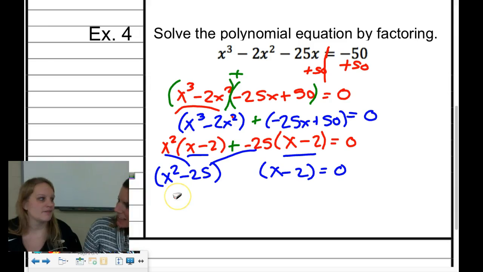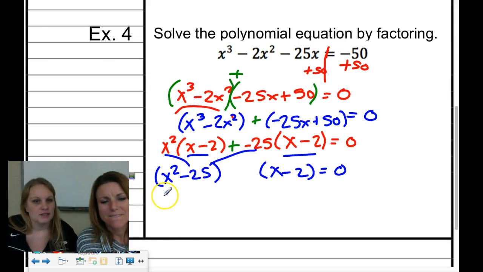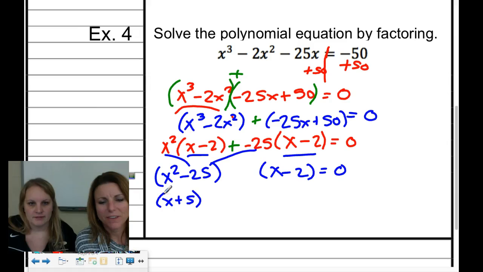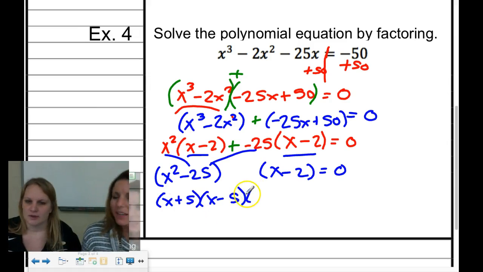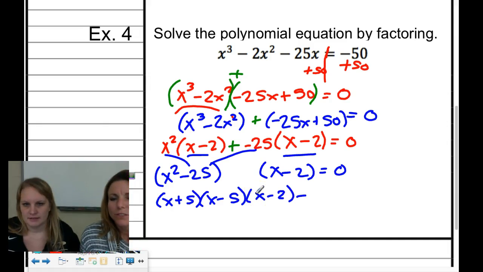We can factor that. That's an easy one. So it would just be x plus 5 and x minus 5, the difference of 2 perfect squares, and then bring down the x minus 2. Oh, that's easy enough.